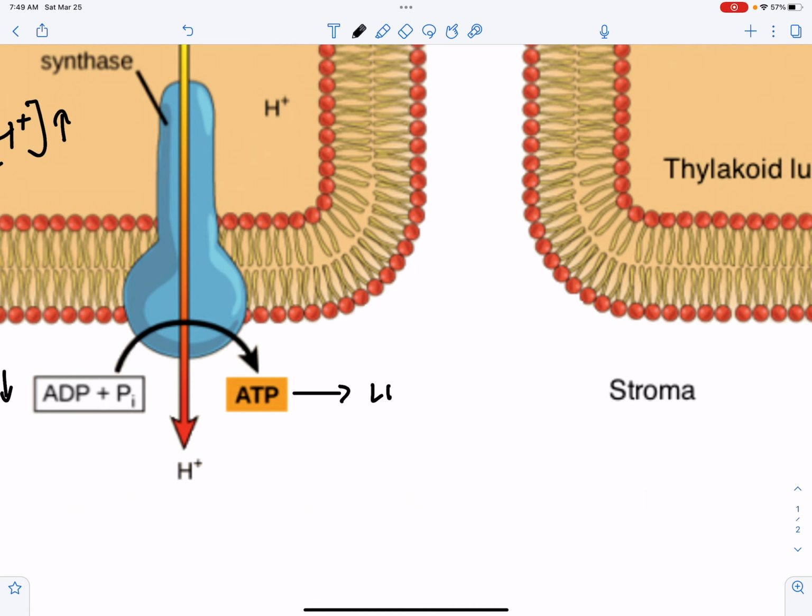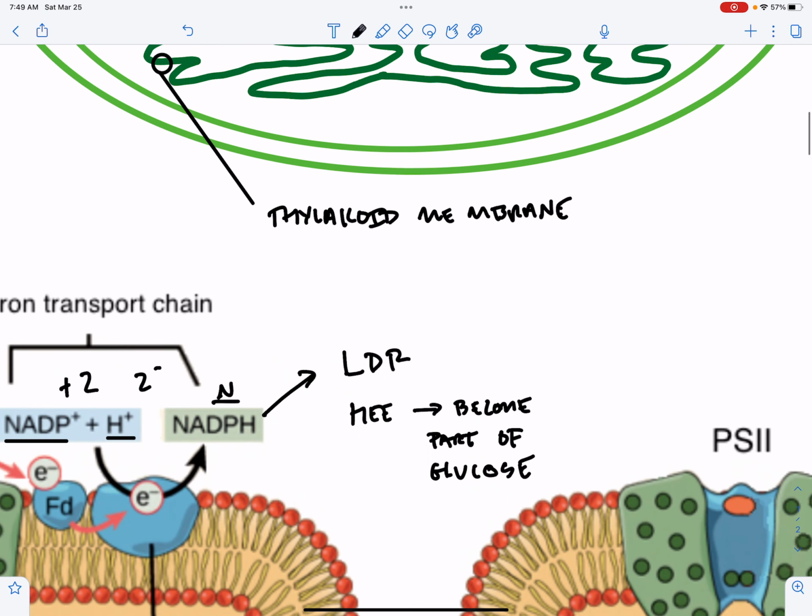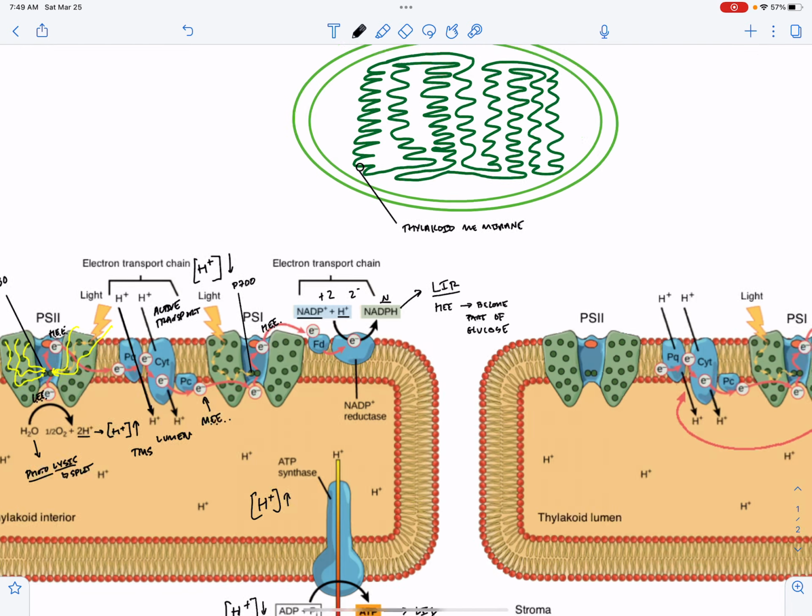And I meant the light-independent reactions. Did I say light-dependent reactions up here? Yes, I did. That was a mistake. Light-independent reactions.